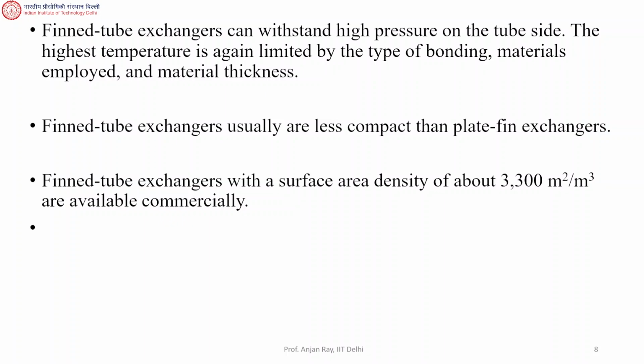You can read this. So fin tube heat exchangers can withstand high pressure on the tube side, and usually they're less compact than plate fin heat exchangers. And then there is the surface area density quantity, which we call the beta. So that's surface area divided by volume. So that is about 3,300 meters squared per meter cube.